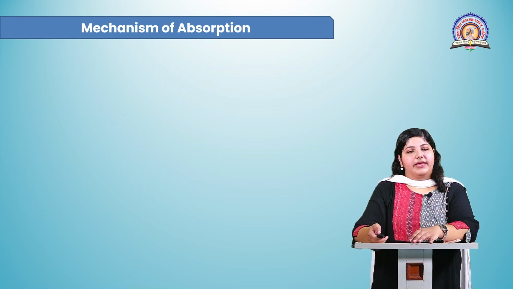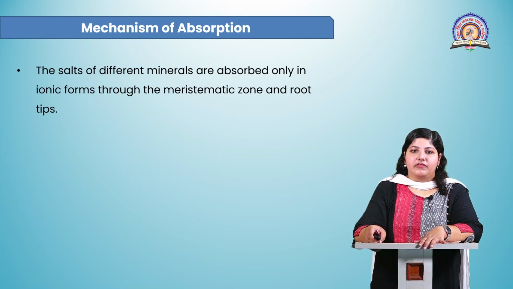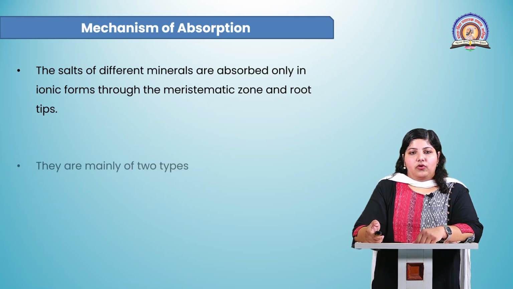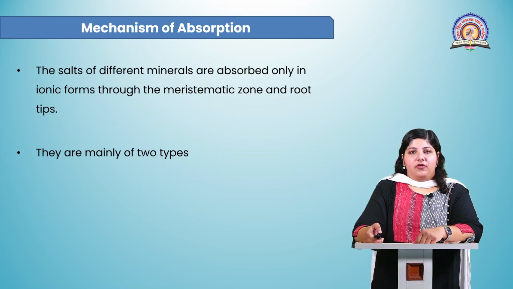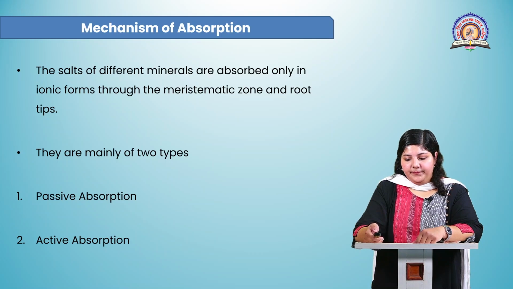Now we will see the mechanism of absorption. The salts of different minerals are absorbed only in ionic forms through the meristematic zone of the root. So there are two types of absorption which we will be discussing today. The first is passive absorption, and the second one is active absorption. Let us see each of these types one by one.